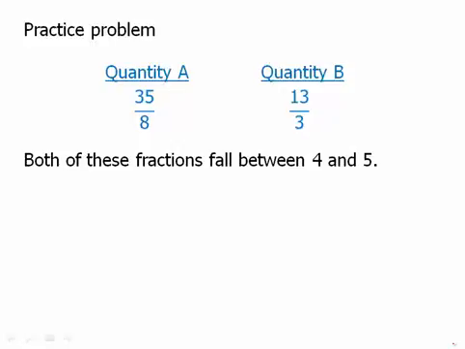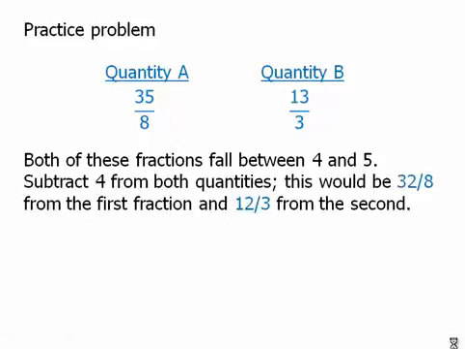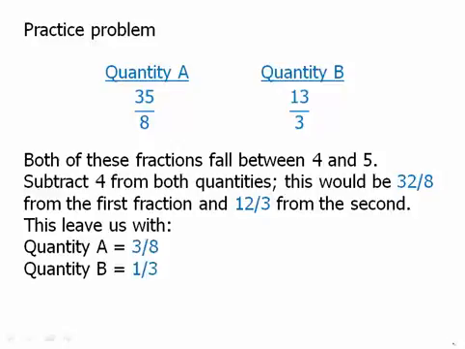Well, one thing we can do, just to make them smaller, is we can subtract 4 from both quantities. And in particular, I'll subtract 4 and put it in a form with a common denominator, so that would be the same as subtracting 32 over 8 from quantity A and subtracting 12 over 3 from quantity B. And that leaves us with much simpler fractions to compare.